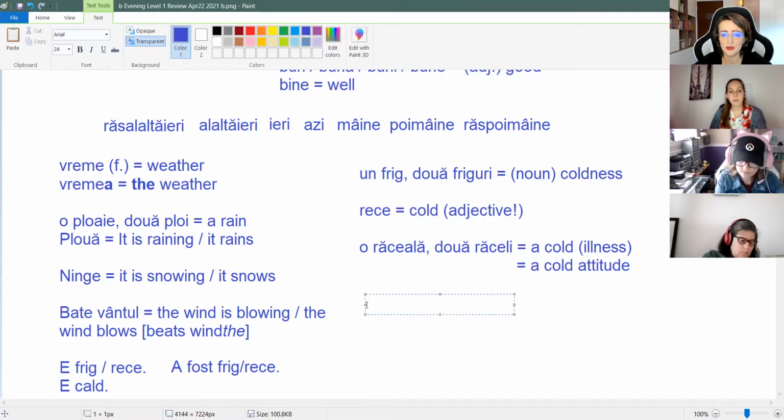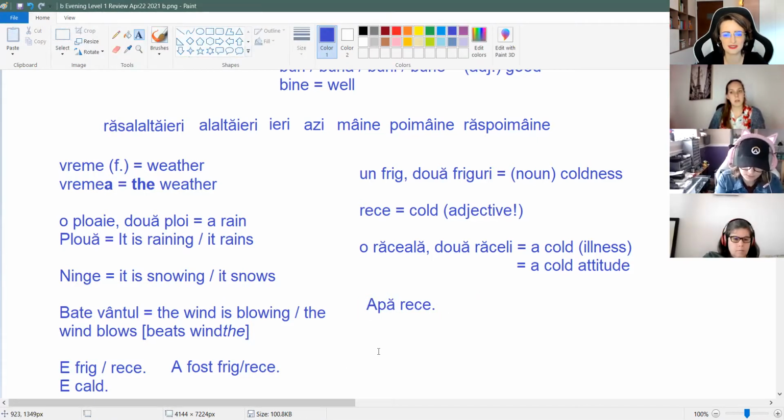So how do you say cold water? The word for water is apă. Apă rece. Cold water. You cannot say apă frig, because that would be coldness water.